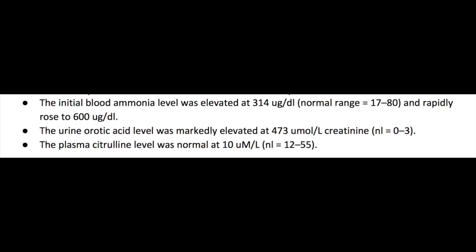And we were provided with the full workup of blood that the physician ordered. We see in that the infant's initial blood ammonia level is elevated and it was rapidly increasing. Additionally, the urine orotic acid level was elevated and the plasma citrulline level was normal. Based on this information, we can make some predictions as to which enzymes are most likely deficient and which ones are least likely impaired as part of the urea cycle.